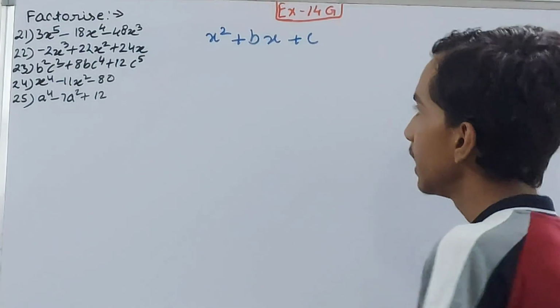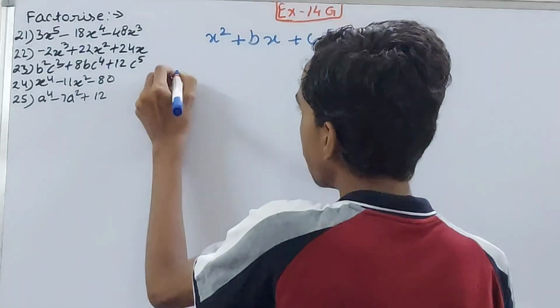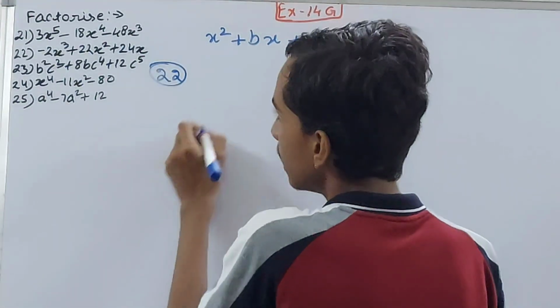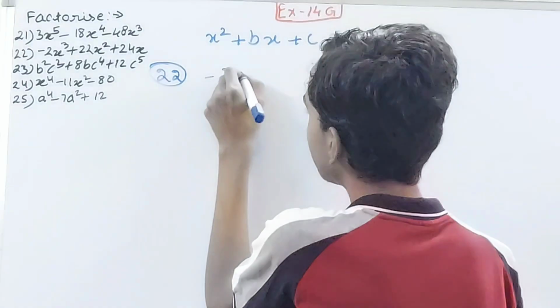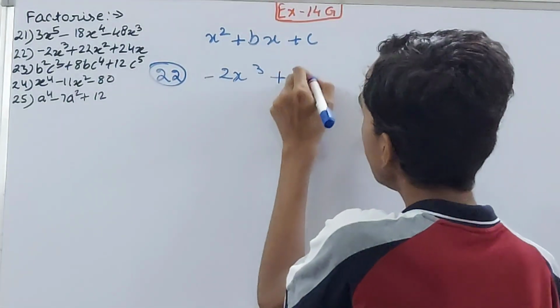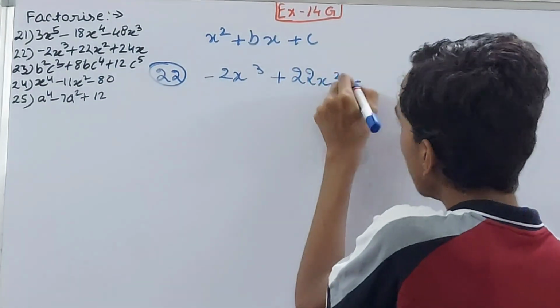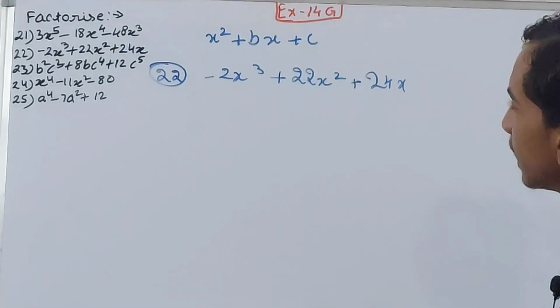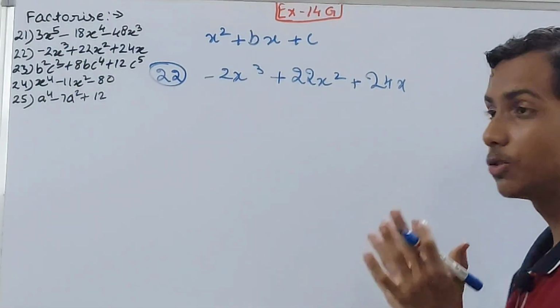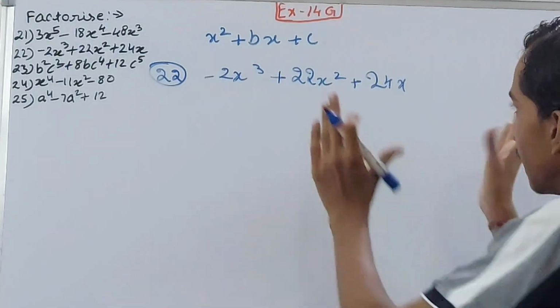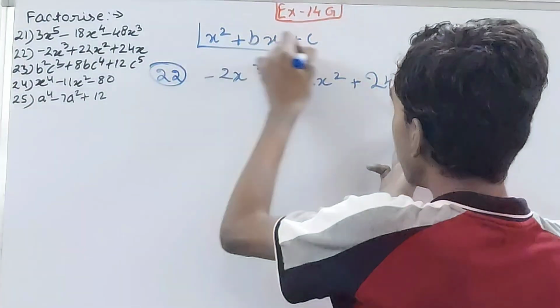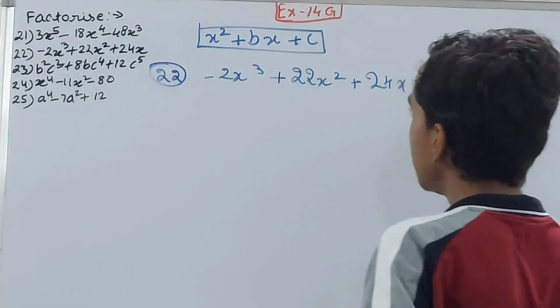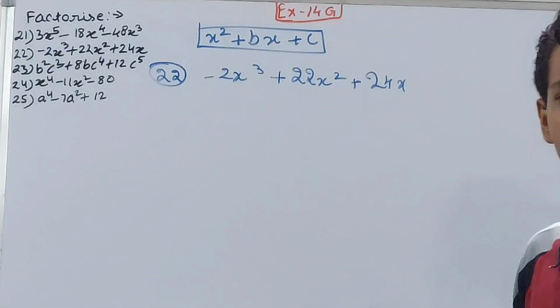Now see here, the 22nd question, right? Question number 22. It is minus 2x cube plus 22x square plus 24x. Clear? Now again you can see what we need to do. We need to get this question into this standard form. Okay, how? Let's see. Only option is to take the common factors.